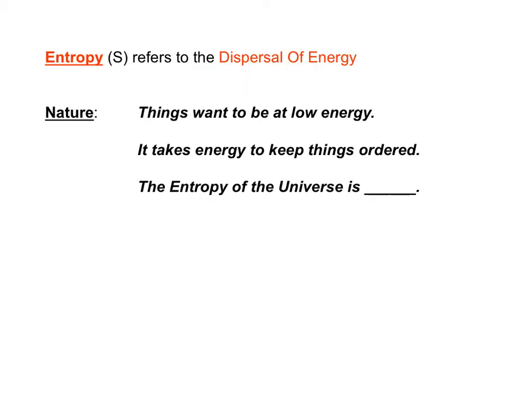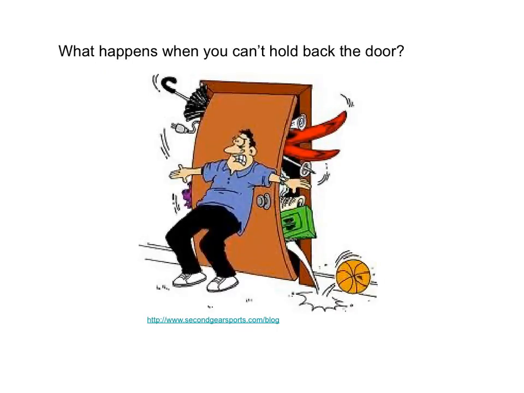Another way to look at entropy is the dispersal of energy. So in nature, things wouldn't be at a low energy, but it takes energy to keep things ordered. So stop the video and fill in this blank. So the answer is increasing. So when you can't hold back the door, all your stuff is dispersed, so the entropy is increasing.